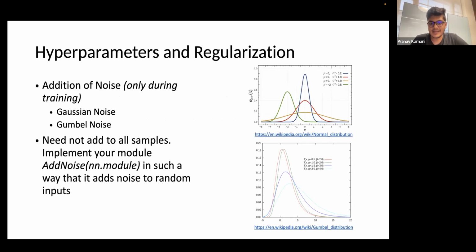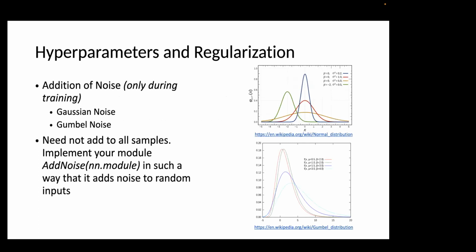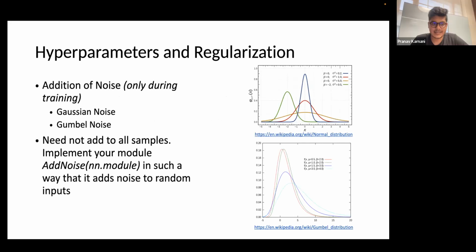You can try various techniques to regularize your models. There are techniques like adding Gaussian noise, Gumbel noise. Adding noise would basically perturb your inputs and would let the model understand that a slight perturbation in the inputs does not actually mean a huge deviation in the output. So addition of noise can be a good technique to regularize your networks.